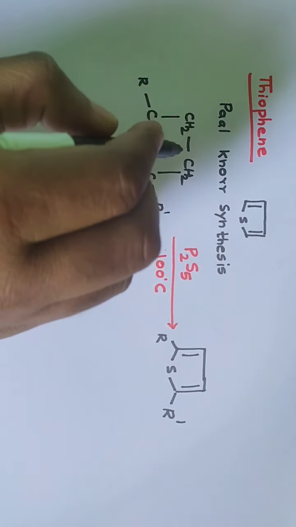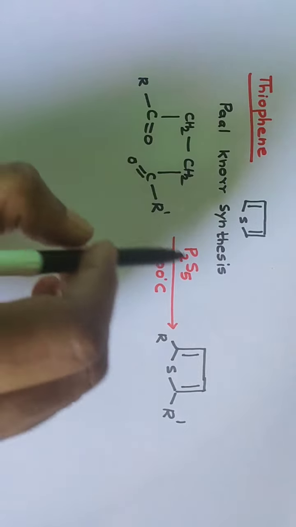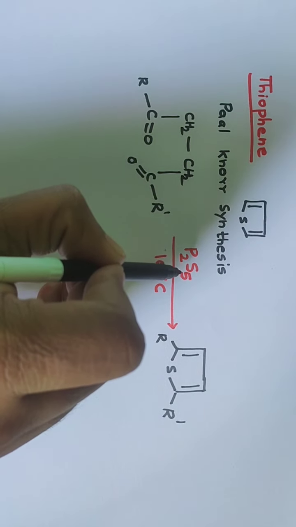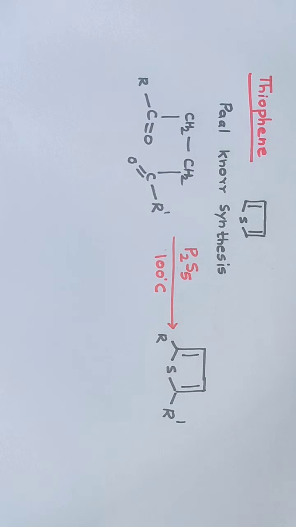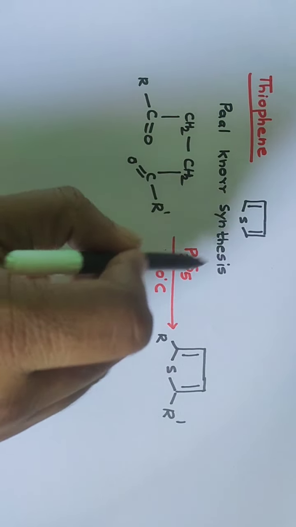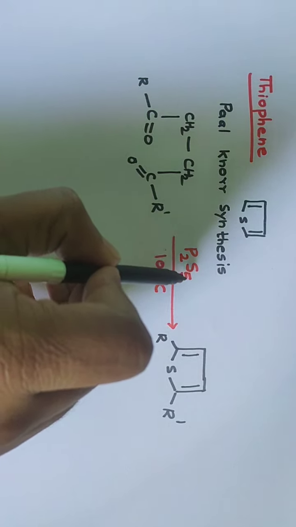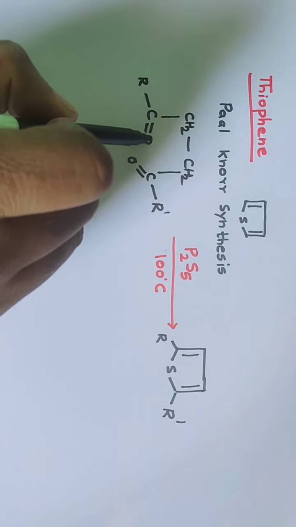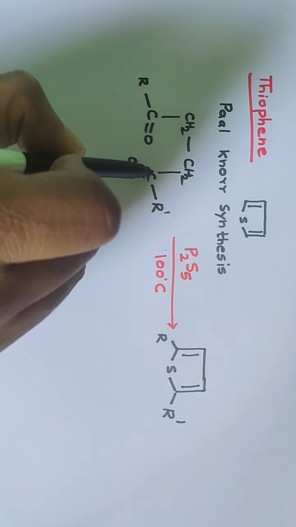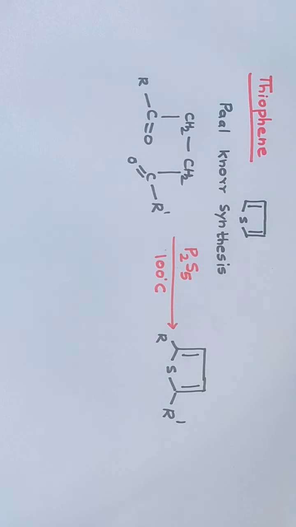This is the same as the synthesis of furan, provided in furan we don't require a sulfur, hence we use dehydrating agents like phosphorus pentoxide or H2SO4. But since we require a sulfur here, we should add a compound containing sulfur. So we add P2S5. C double bond O gets replaced by C double bond S, and that sulfur attacks this carbon, and the loss of water takes place, resulting in the formation of thiophene.